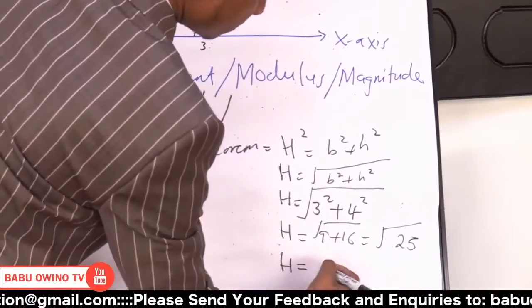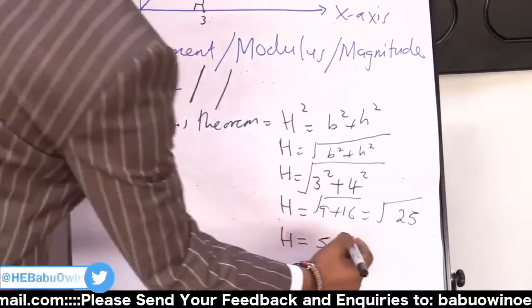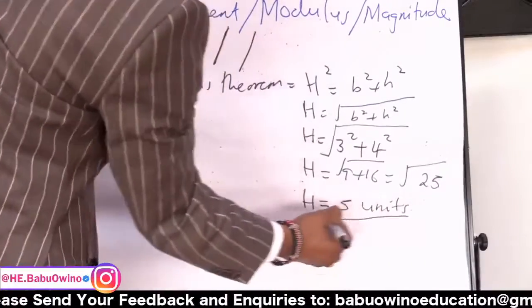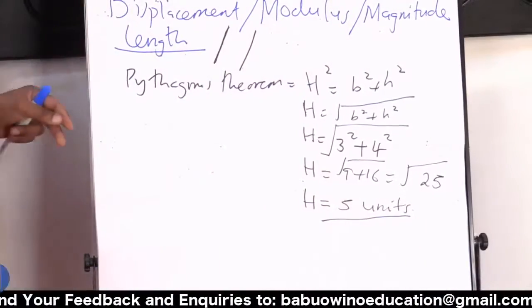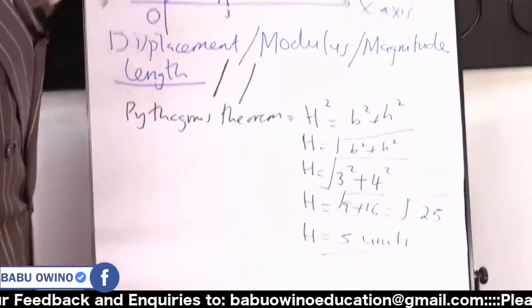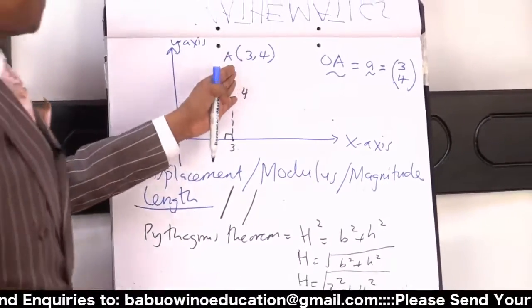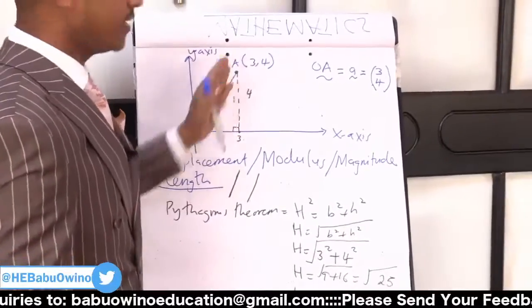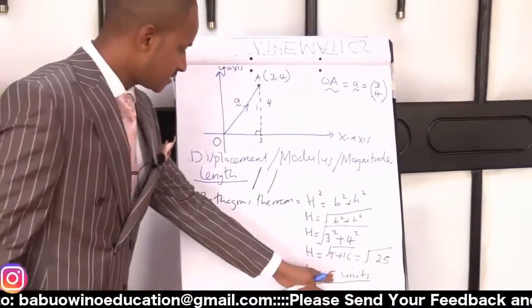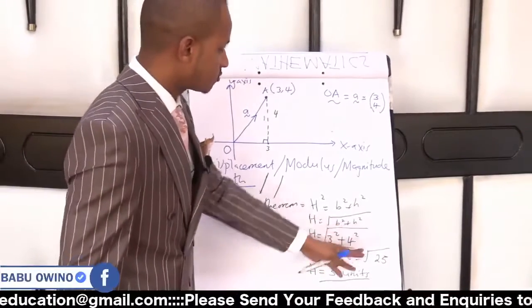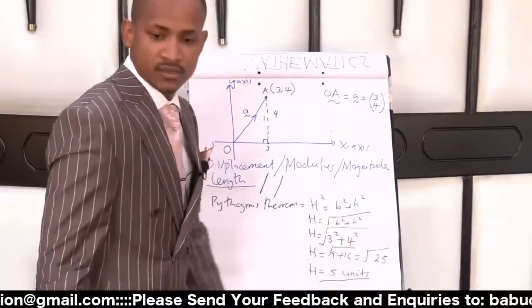H, which is the hypotenuse, is equal to 5. So you write it as 5 units. You don't leave it naked; you have to include the units. So that is 5 units. In other words, our modulus for the vector OA is given as the square root of base squared plus height squared, that is 5 units.